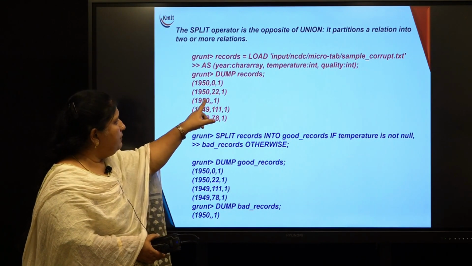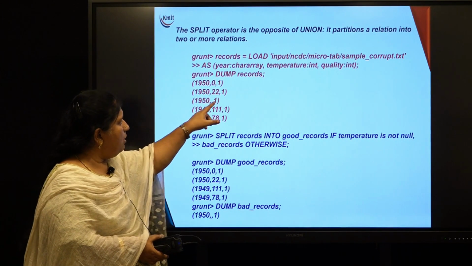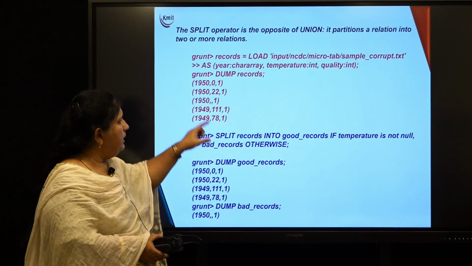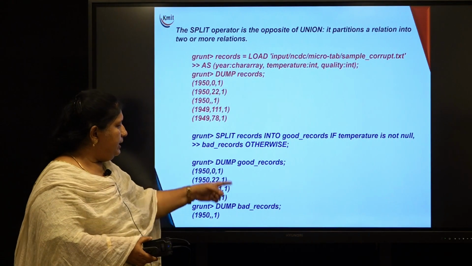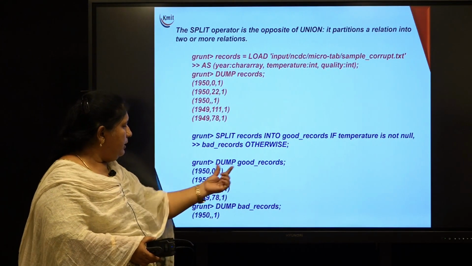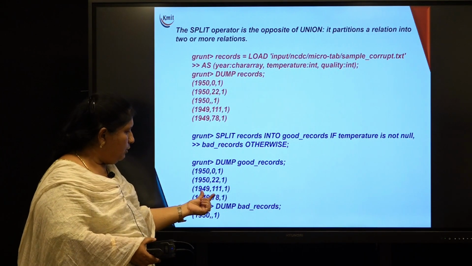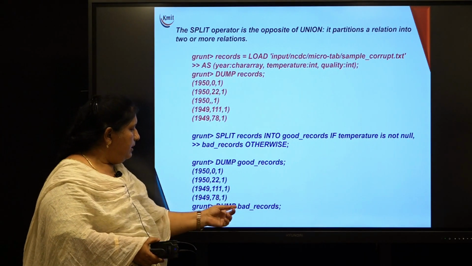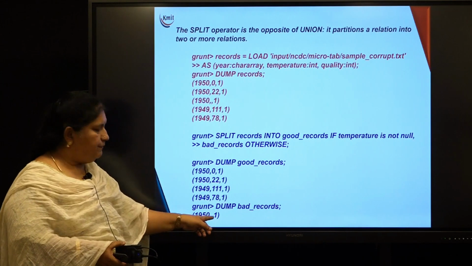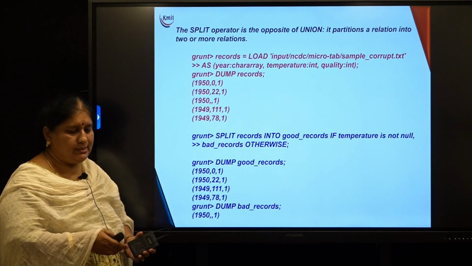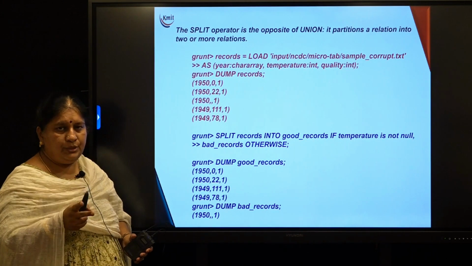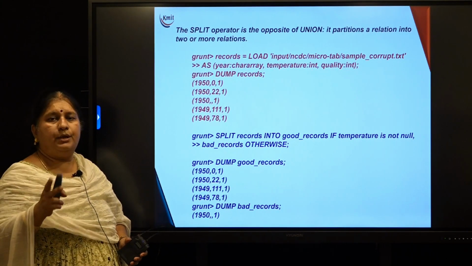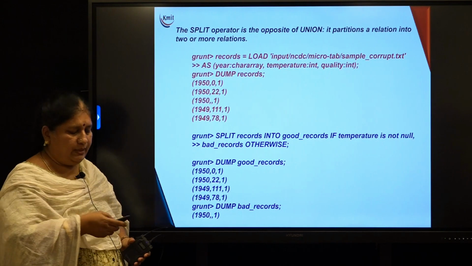So, this record will be identified as a bad record and will go into bad records; the rest of the 4 records will go into good records. If you try to dump both of them, good records will have all the 4 records where temperature is not null, and bad records will have the row which has temperature value as null. So, we can combine two relations into a single one, and you can split a single relation into multiple relations.